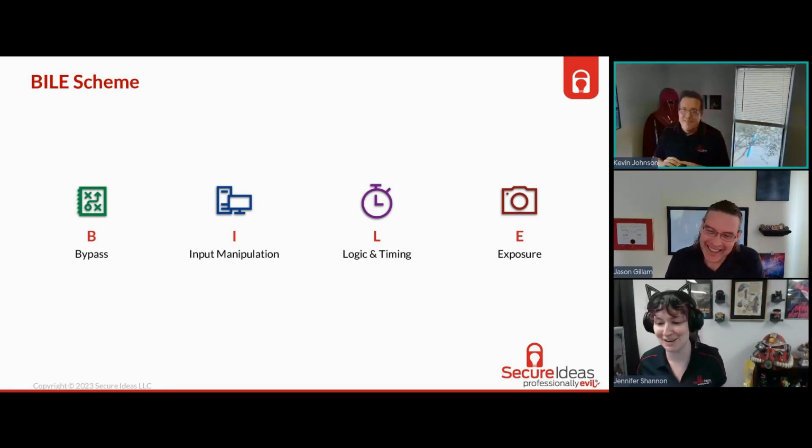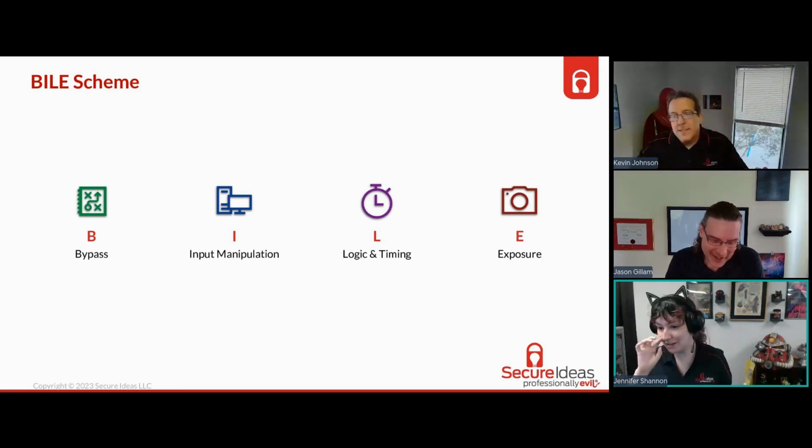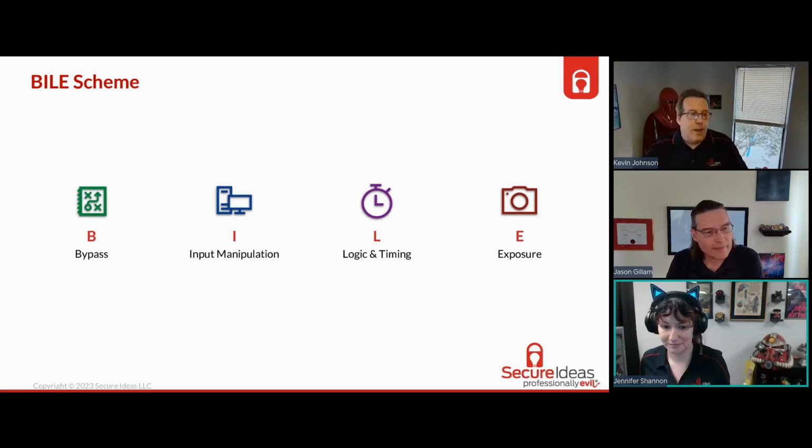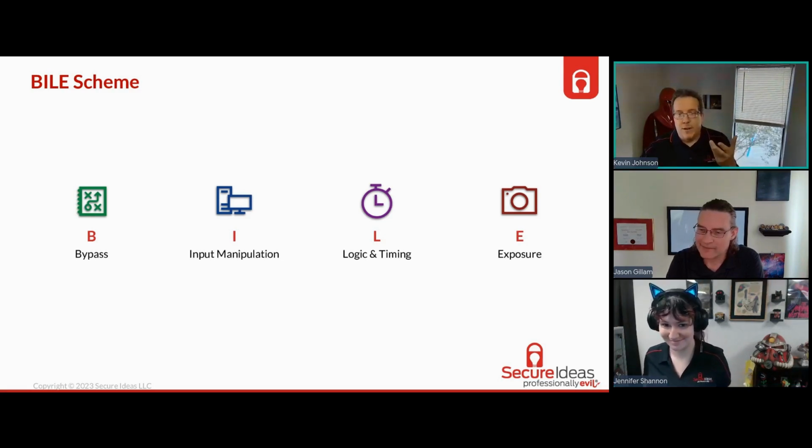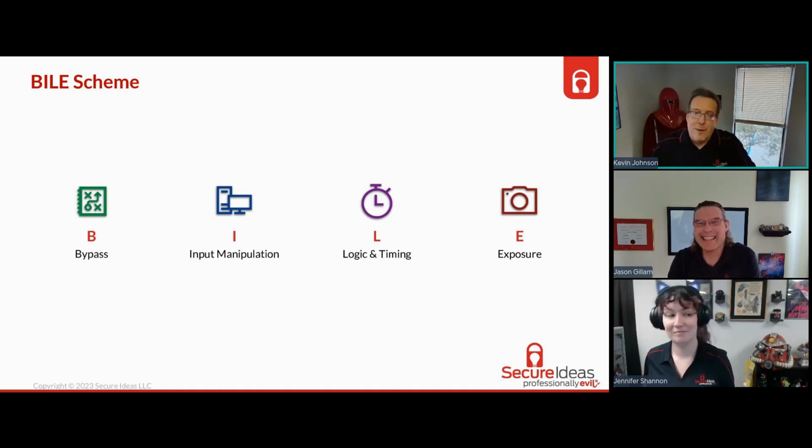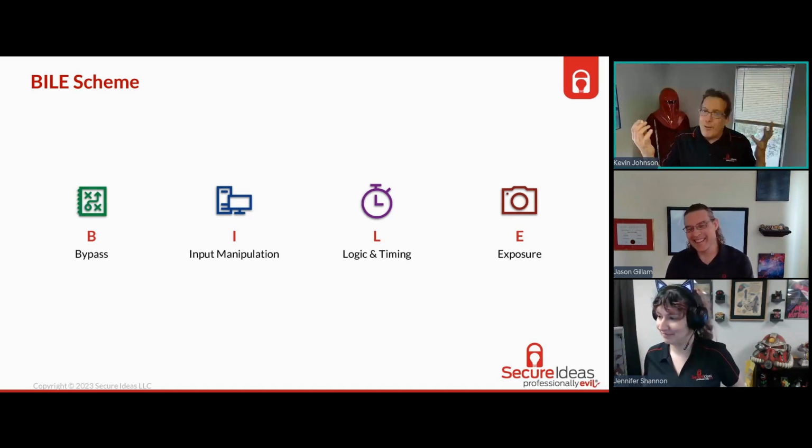Don't say anything inappropriate. But yeah, I definitely think it would be exposure, because a lot of times exposure itself is what leads me to finding the input manipulation or the bypass. Okay, the logic flaws, I like that. So I actually disagree with you guys, but I disagree because of my oldest daughter's favorite movie, Megamind. I think logic and timing has already been a supervillain in Megamind. So that's where I'm going to go.